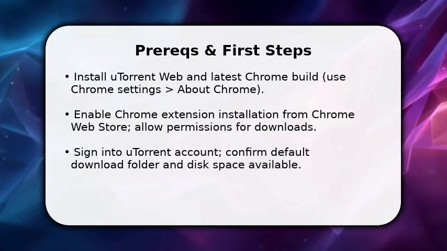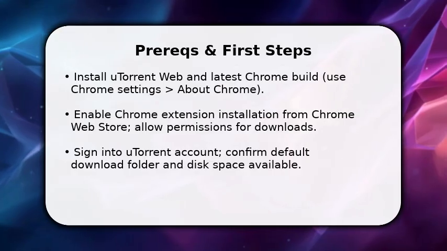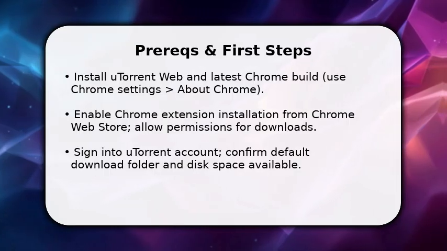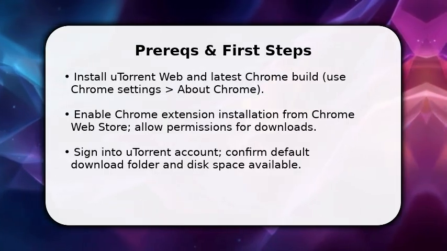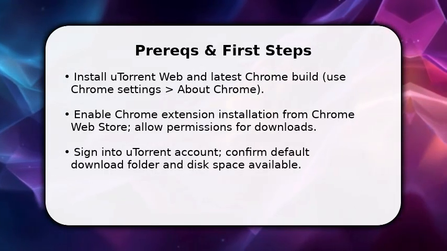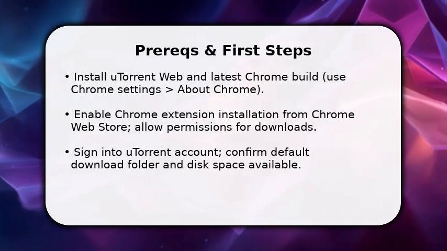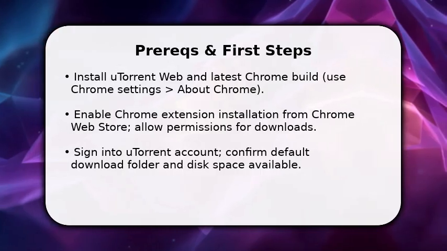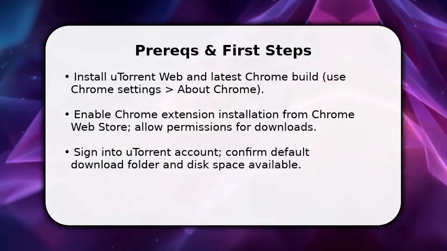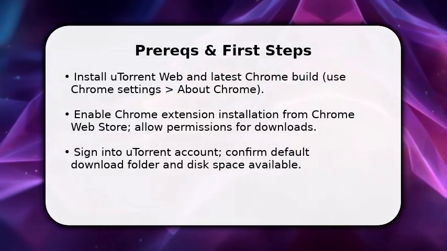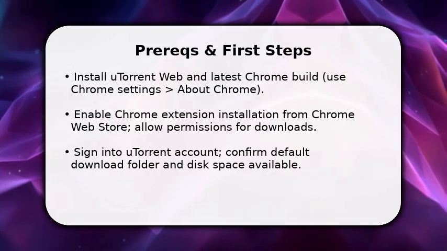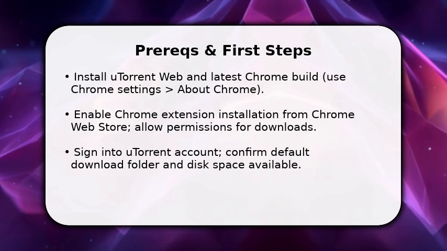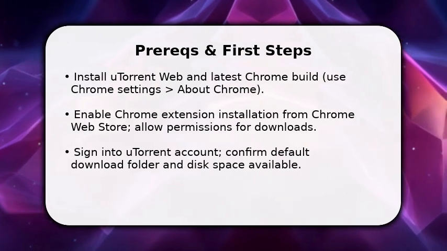You start by confirming prerequisites: Chrome updated and Utorrent web installed. Once done, open Chrome and install the Utorrent extension. Make sure to grant the extension permission to manage downloads and open magnet links so Chrome hands torrents to Utorrent automatically. Next, sign into your Utorrent account within the extension if prompted, and verify the default download folder inside Utorrent settings. This prepares the handoff so you can add torrents without interruptions.